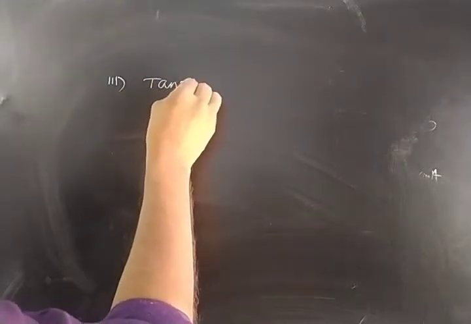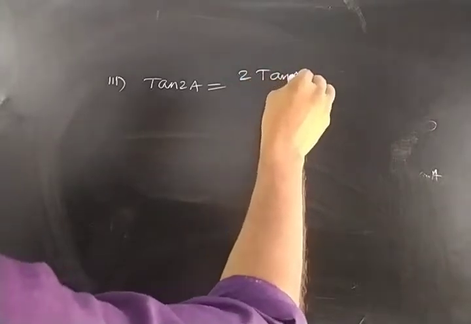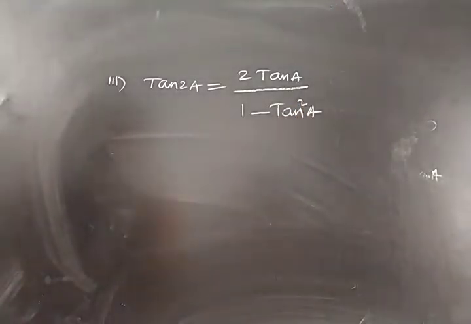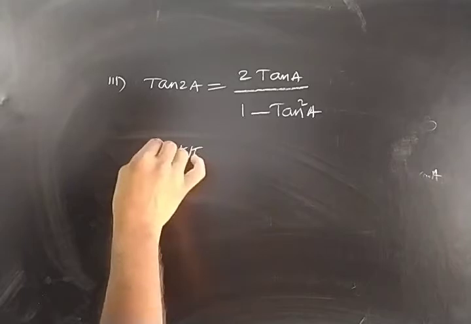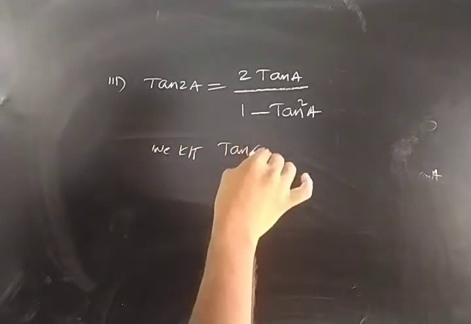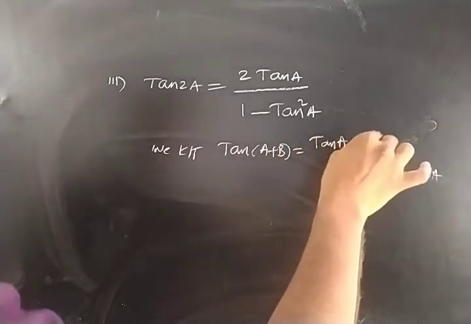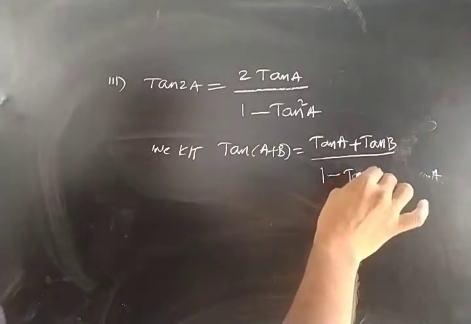Now the third identity, in tan. Tan 2A equals 2 tan A by 1 minus tan square A. Now here we know again the tan(A+B) formula: tan A plus tan B by 1 minus tan A tan B.